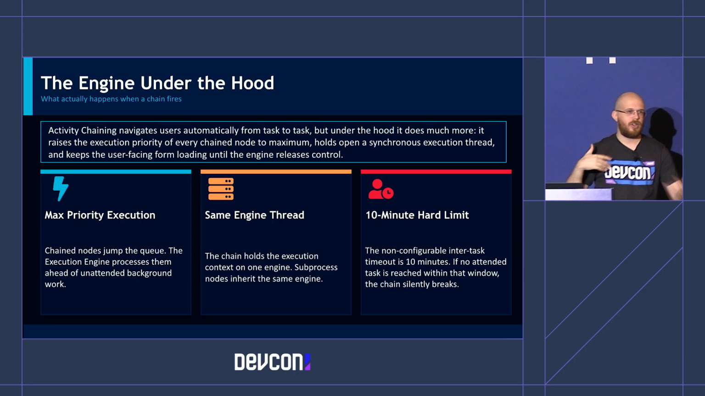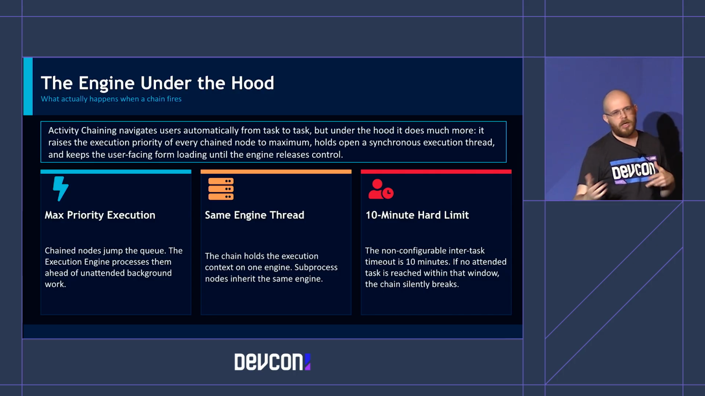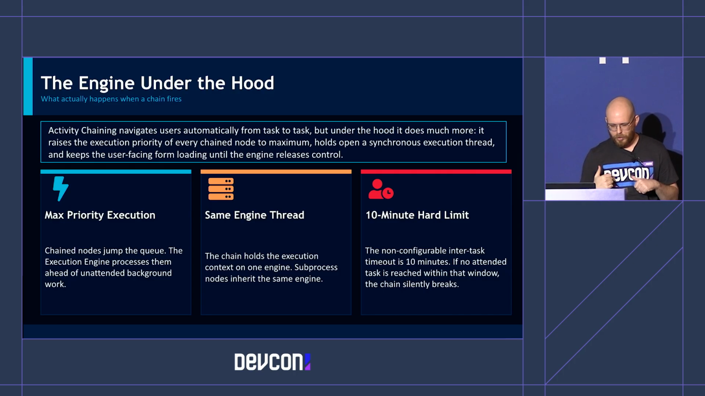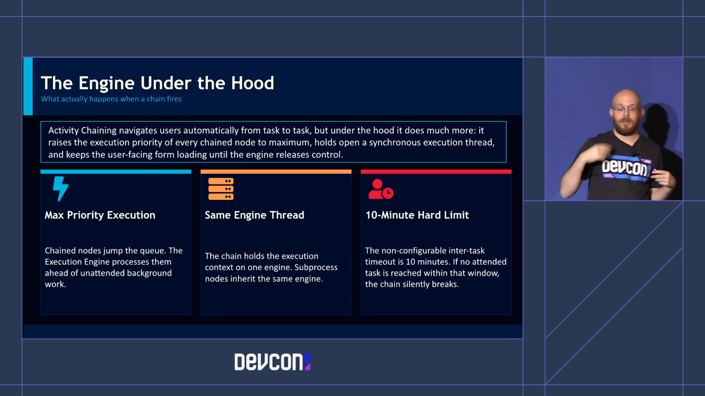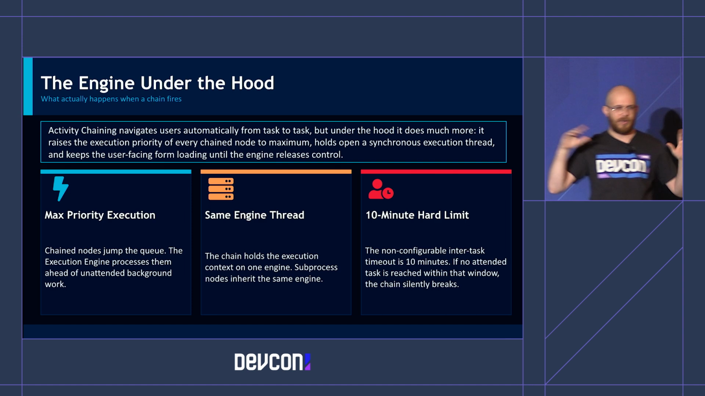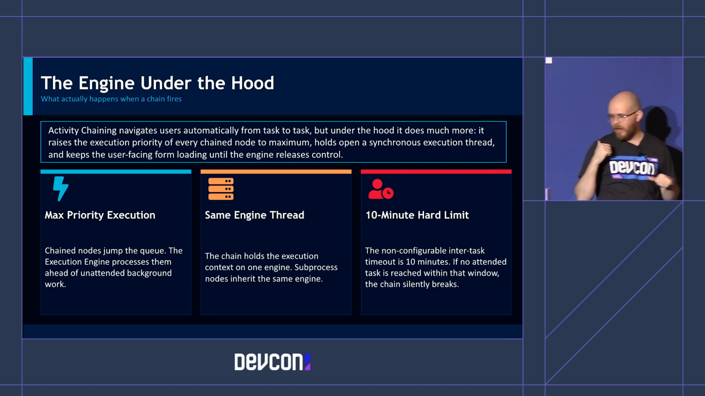They bypass your script tasks, your API calls, any of your unattended nodes, right? And they become the very most important thing. It's what makes it snappy. It's what allows the interfaces to load really quickly, because we're saying this is more important than everything else. Please go ahead and do this now.